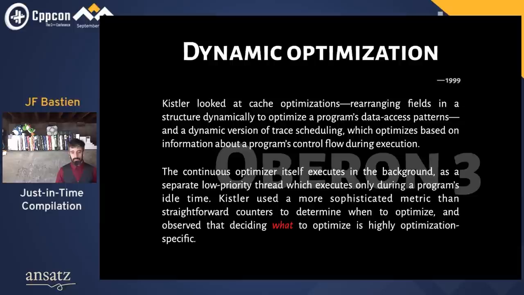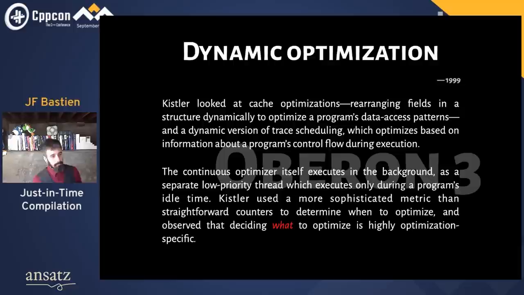And so Kistler, who's the author of that paper, used a more sophisticated metric than straightforward counters to determine when to optimize, and observed that deciding what to optimize is highly optimization specific. That's an interesting optimization, same one that Erst did, which is kind of interesting because Erst was on Thomas Kistler's PhD advisory board. Kind of makes sense.